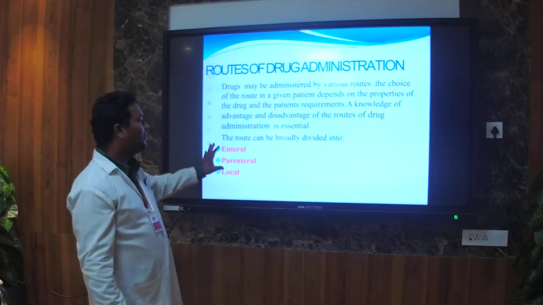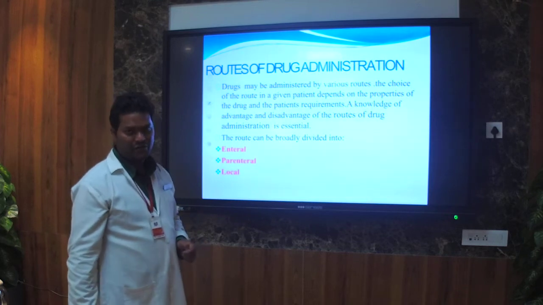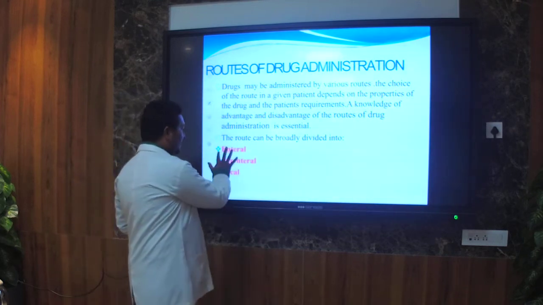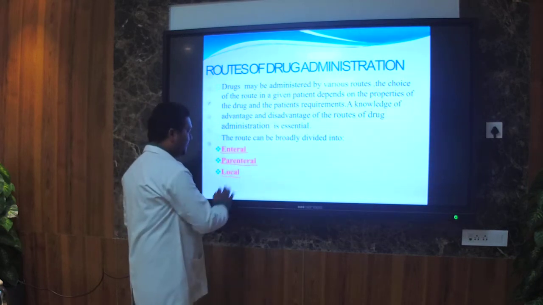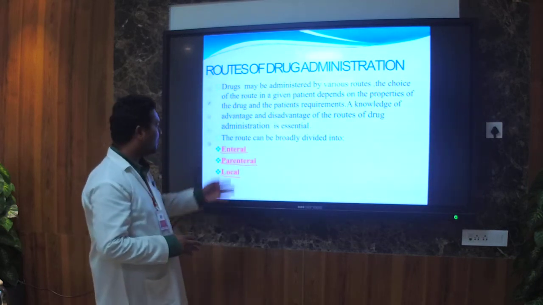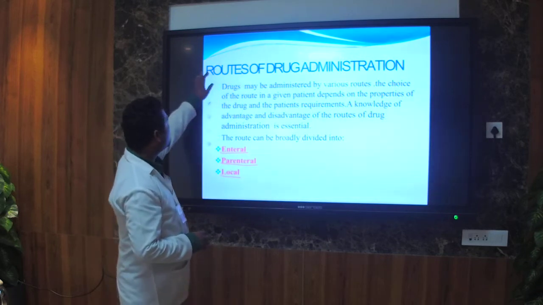Now there are three main routes by which we give medications to patients. We have the enteral route, then we have the parenteral route, and then we have the local route. Okay, so we are going to see in detail what these routes are.